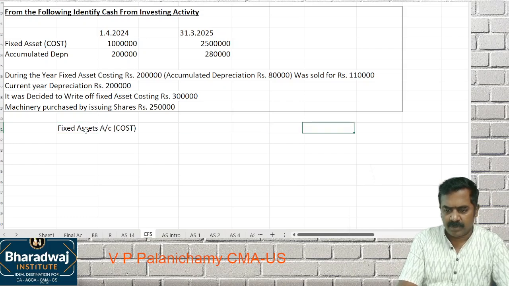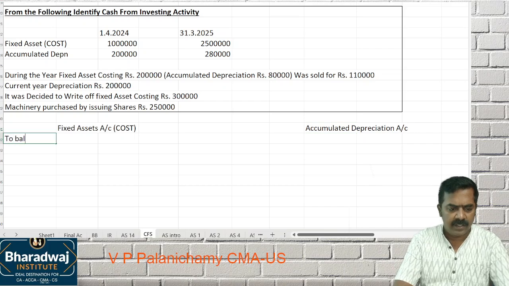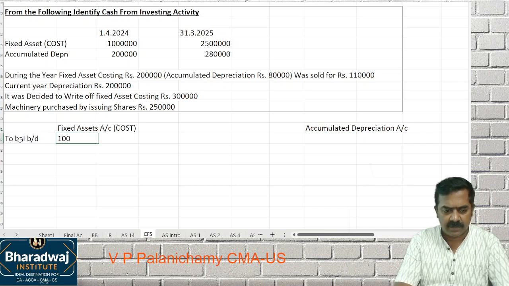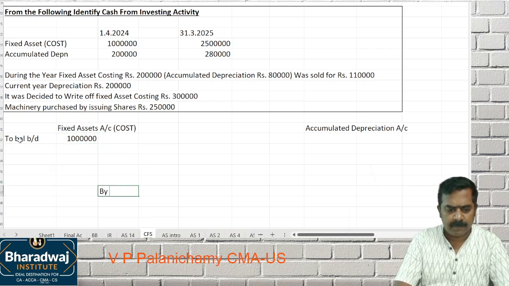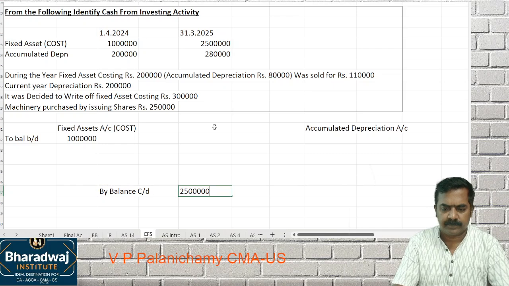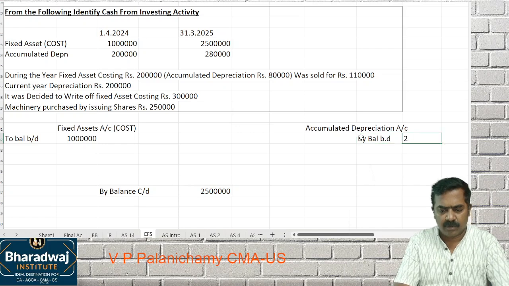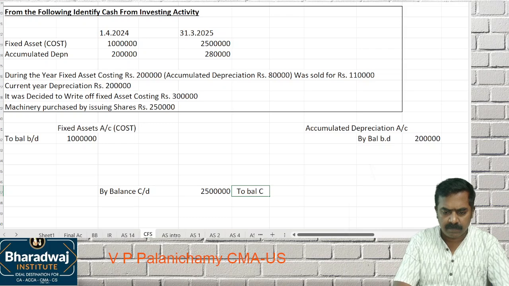Then you will prepare which account? Accumulated depreciation account or provision for depreciation account you will prepare. To balance brought down, what is the opening balance of fixed assets? 10 lakhs. Closing balance given. What is the closing balance? 25 lakhs. Depreciation by balance brought down. Accumulated depreciation. Opening balance is 2 lakhs. Closing balance is how much? 2,80,000.